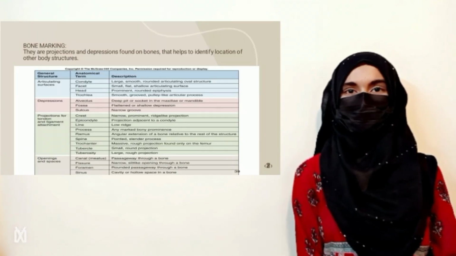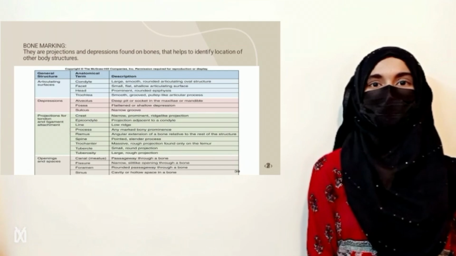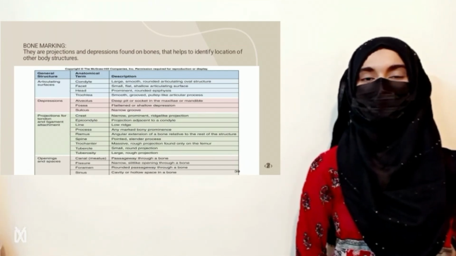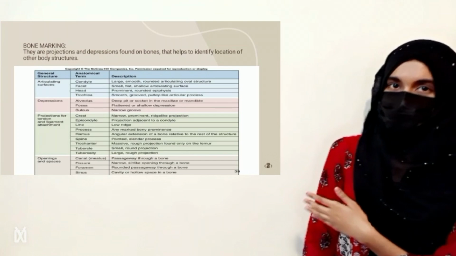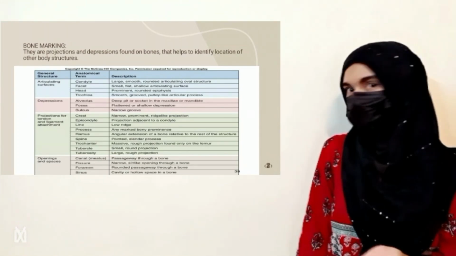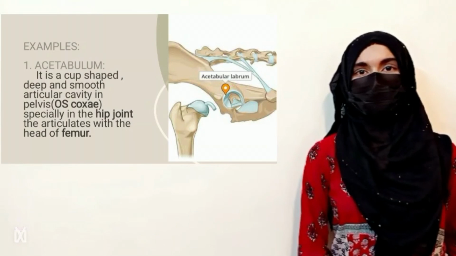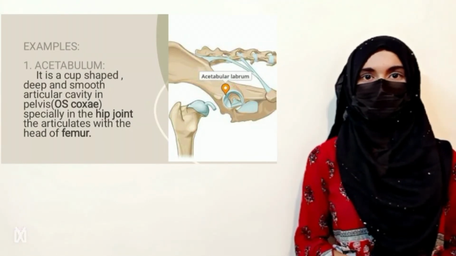Bone markings are projections and depressions found on bones. They help to identify the location of other body structures, and below is a chart in which some bone markings are discussed. Now we are going to discuss some examples of bone markings.